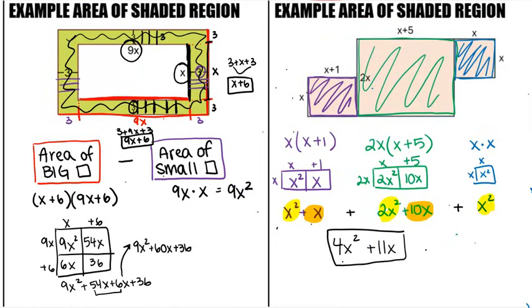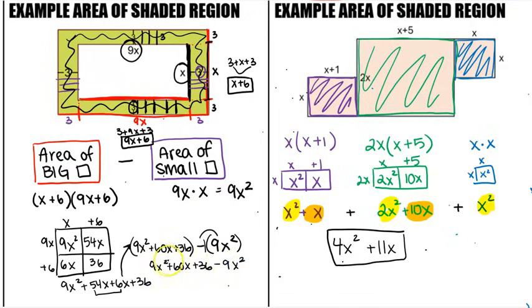In order to find the area of the shaded region all by itself, I am going to take the area of my big rectangle, which is 9x squared plus 60x plus 36, and I am going to subtract the area of the small rectangle. Now, typically when we did this in class, when we were subtracting, we put parentheses around these polynomials, but in this situation, those parentheses wouldn't do much because even if I were to distribute this -1, it's still just negative 9x squared.